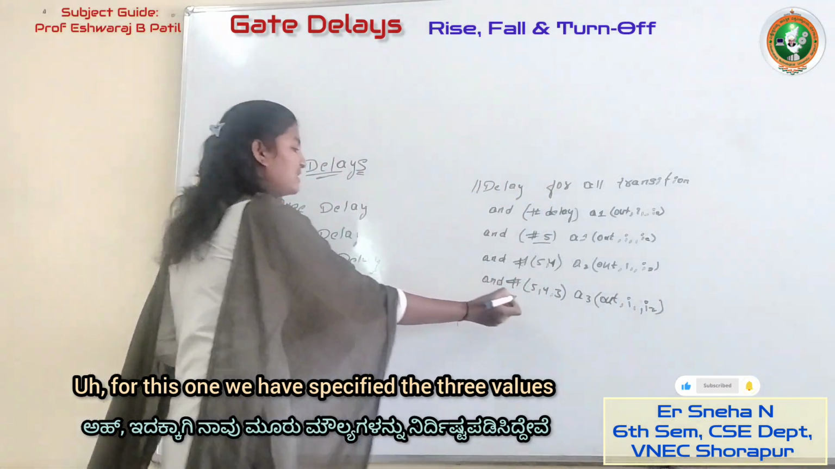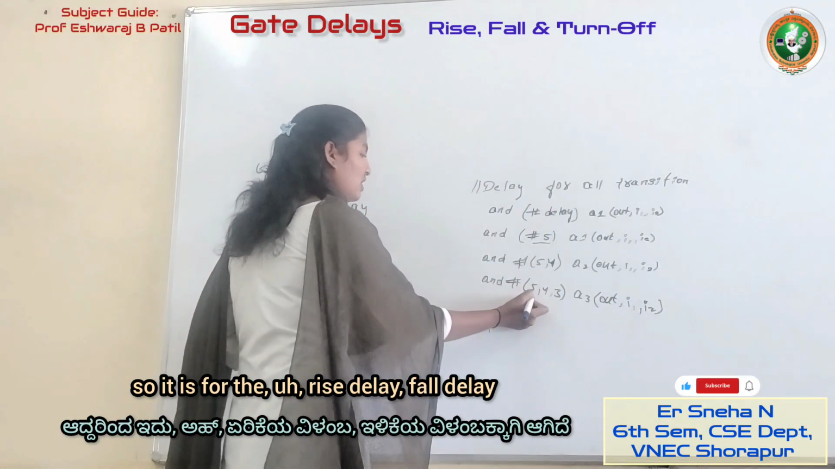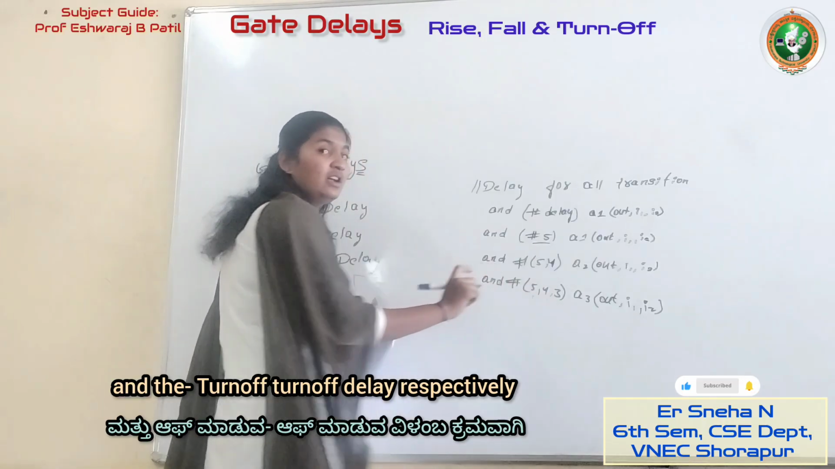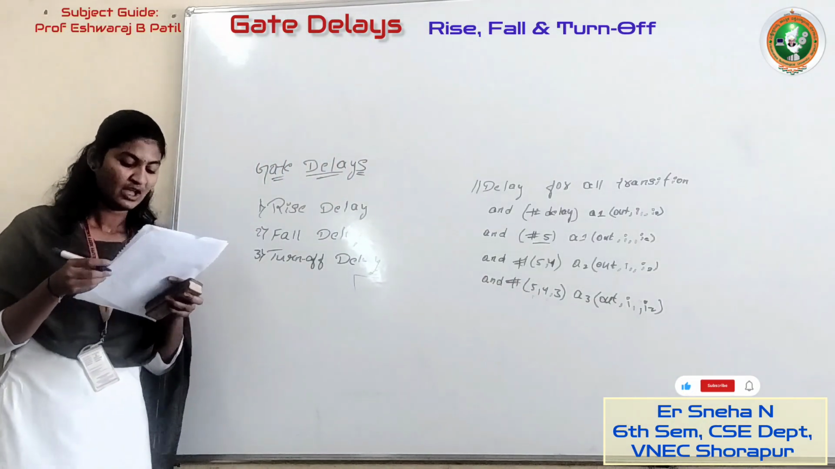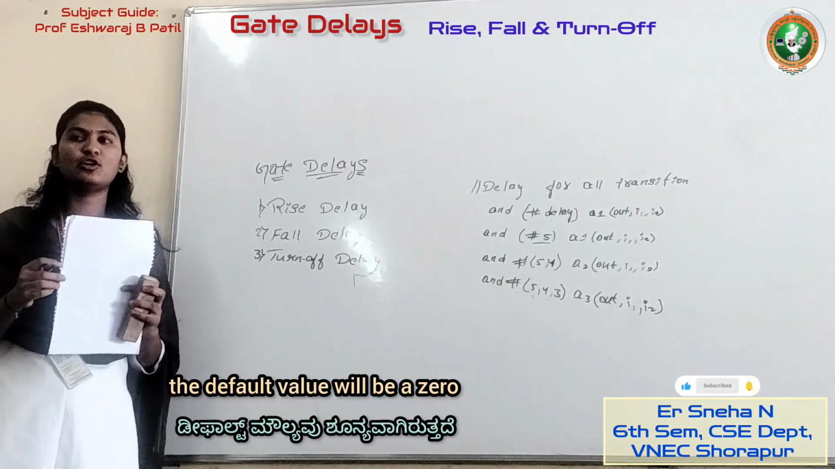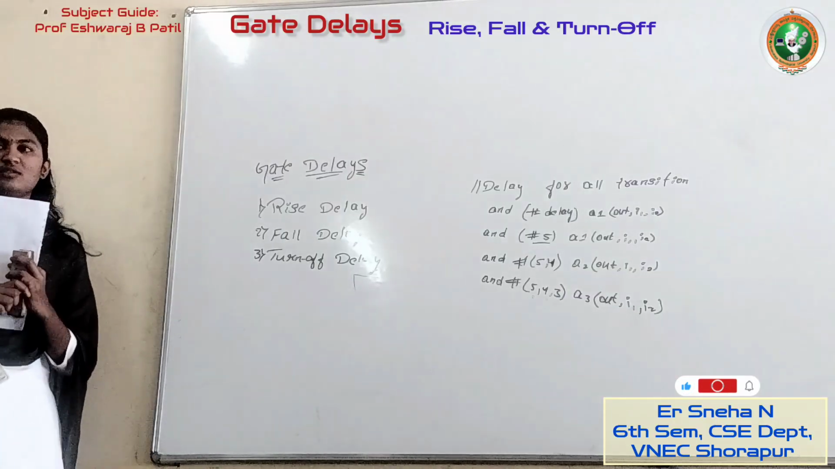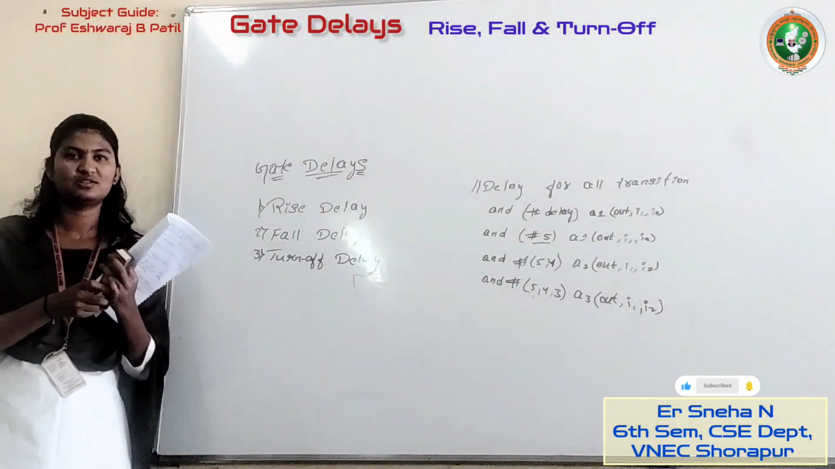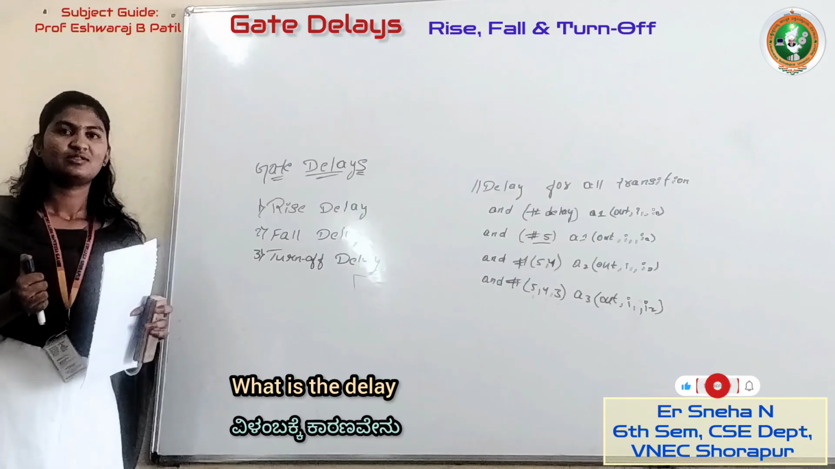For this one, we have specified the 3 values. So it is for the rise delay, fall delay and the turn off delay respectively. If no delays are specified, the default value will be 0.